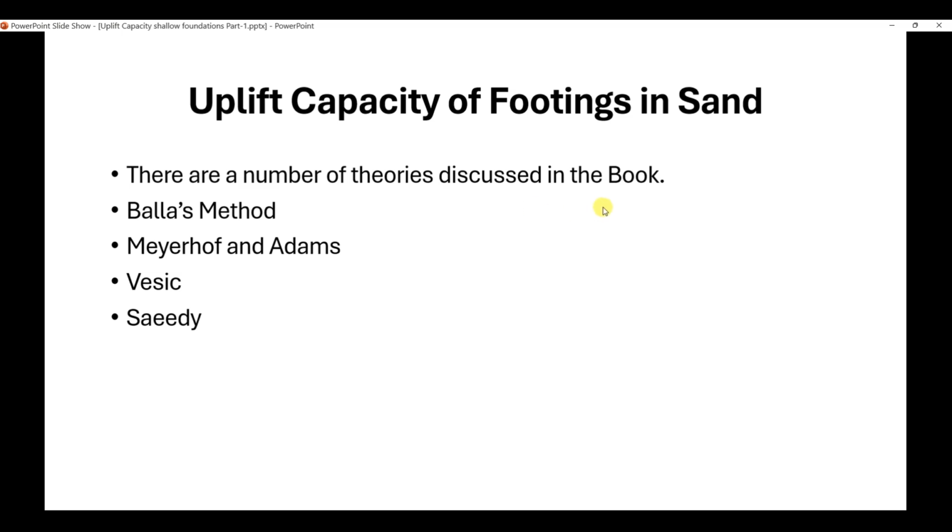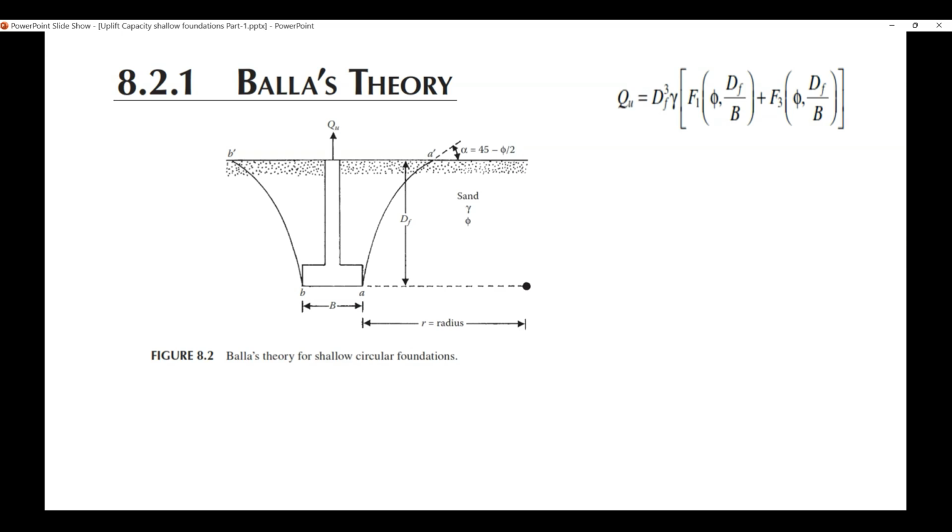The methods discussed in the book are the Balla method, Meyerhof and Adams, and the ones of Vesic and Saeedy. Mainly, the author encourages the use of the Meyerhof and Adams method, and he gives some reasons behind this. But before going to Meyerhof's method, the easiest method is that of Balla's theory.